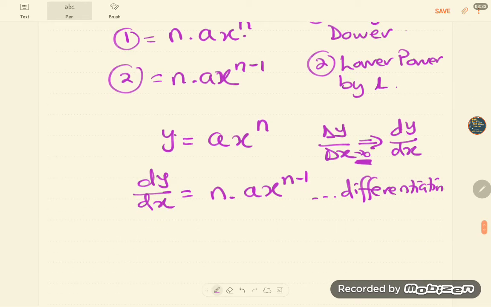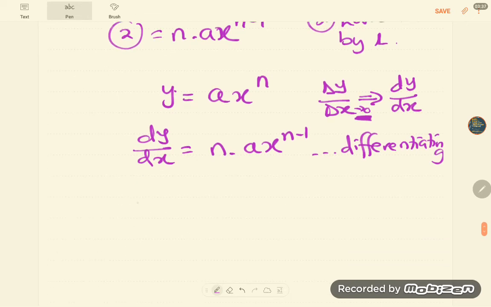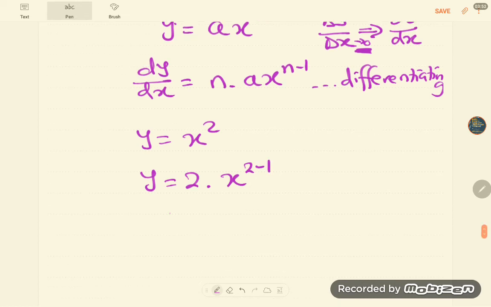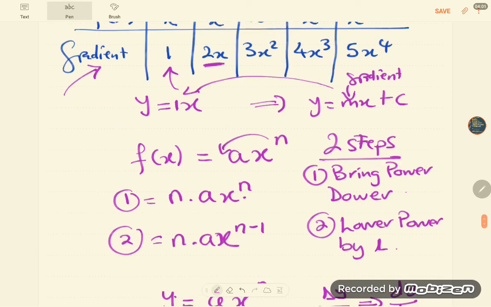I hope it makes sense. I'll give an example. If I have y equal to x squared, which is what we had at the top there, the first procedure is to bring my power down. So I've got 2 times x, and then the next procedure is to lower the power by 1. That will give me 2x to the power 1, which is 2x. If you remember, that's exactly what we got here.